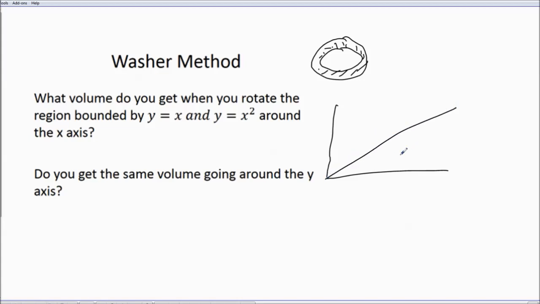So we already know that y equals x looks like that, and we know that x squared looks like that. And folks, if you didn't know, then here's what you can do. First, find their point of intersection. You do that by setting them equal. So x equals x squared.